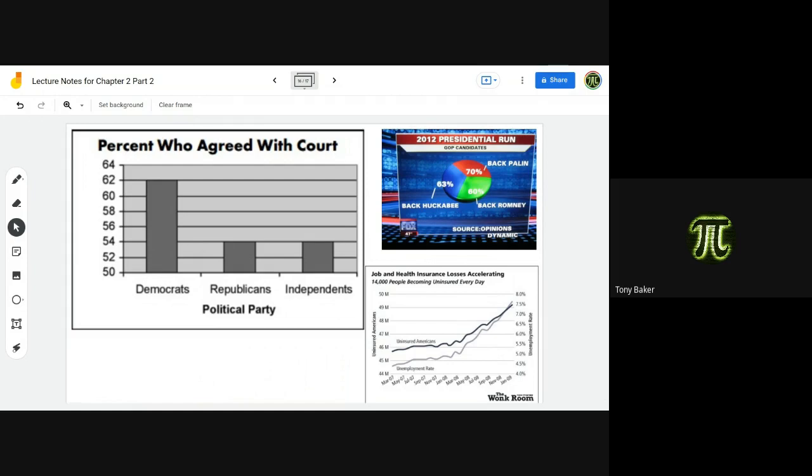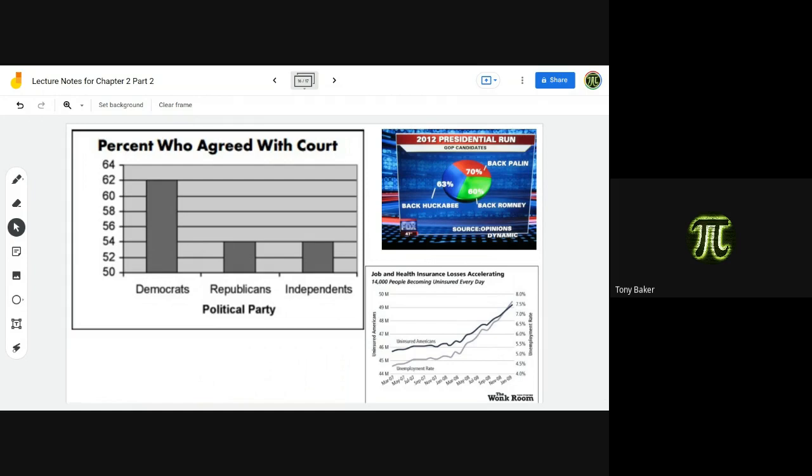Democrats, 62%, Republicans, 54%, Independents, 54% agreed with the court. If you look at that graph, just the graph and forget the numbers, do you get that same impression? No. You're going to get that the majority of Democrats agreed, but most Republicans and Independents did not. But we're starting off at 50%. It's literally an 8% difference. But this was to push an agenda.